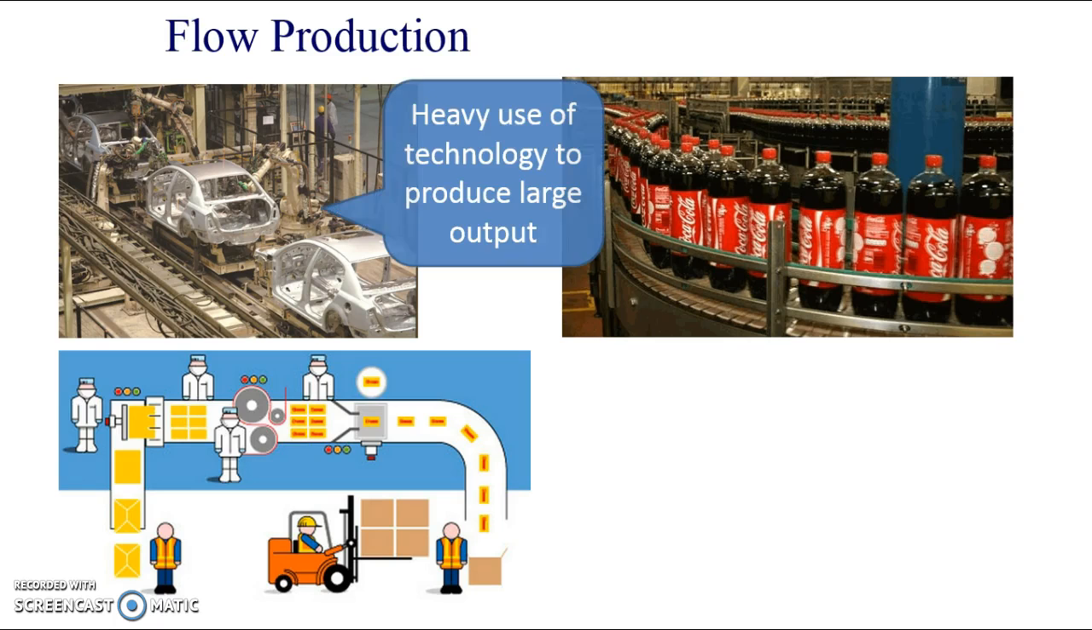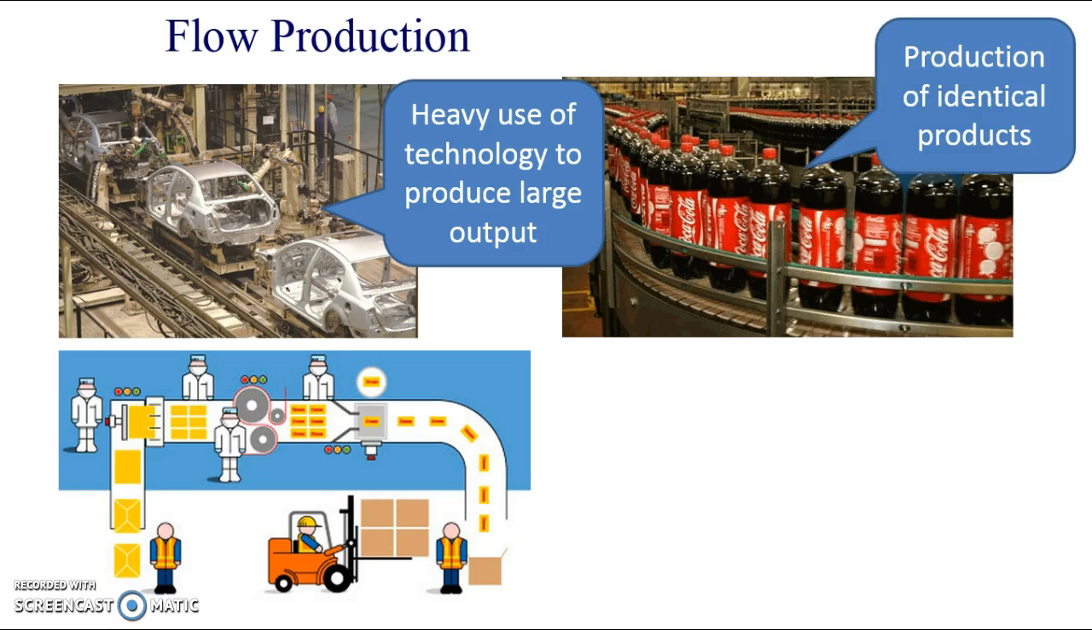Flow production then. Flow production, there's heavy use of technology to produce a large amount of output. Each item that's produced is identical. So we can see here some bottles of Coca-Cola, and each one of these bottles will be identical to the other bottle within, 1,000th of a millimetre or something like that. So it's using very high technology, high-tech equipment that's going to get that level of precision that you need.